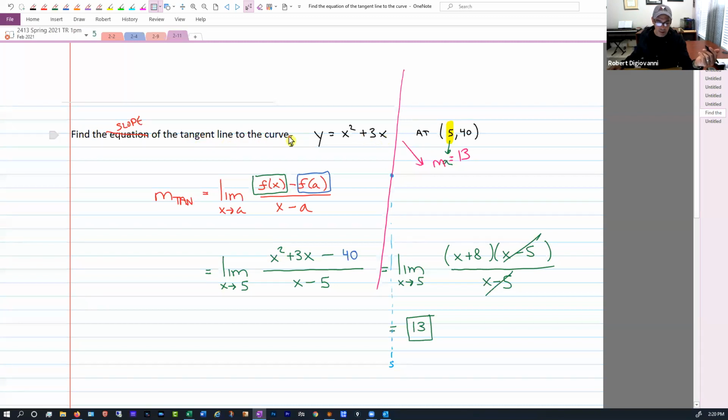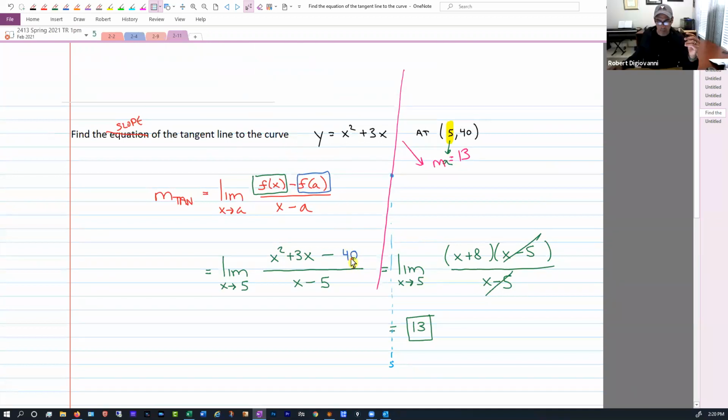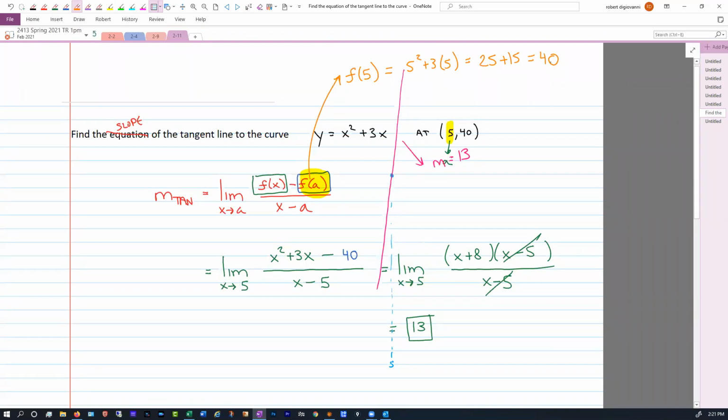So let me take this. How'd you get 40 for the top? Right here? Yeah. So that's f of a. That's this, which is really just, a is 5, right? So it's whatever happens when we plug 5 into the function. And if you plug 5 into here, you should get 40. So 5 squared plus 3 times 5. 25 plus 15 is 40. I'm not sure who asked that, but is that okay? Yeah, it's Vivian. Okay, got it.